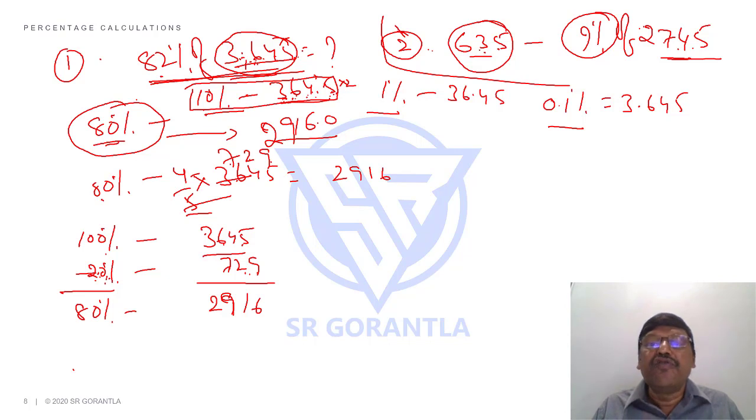Let me ask you one more. 49. 49 into 2, 98. 98 into 2, 196. 196 into 2, 392. 392 into 2, 784. 784 into 2, 1568. Like that you should say. If you do that, students, it will help you.